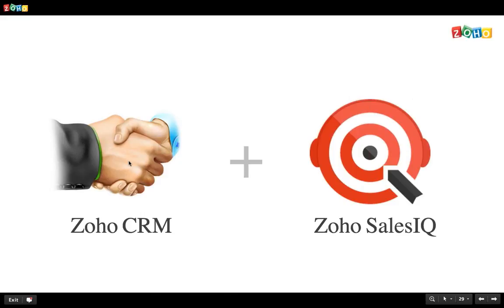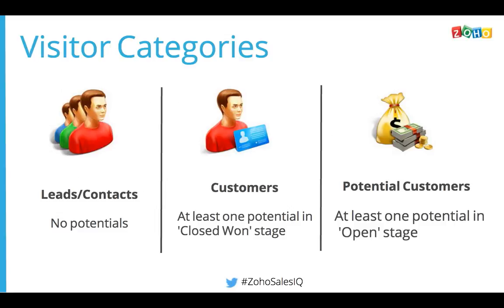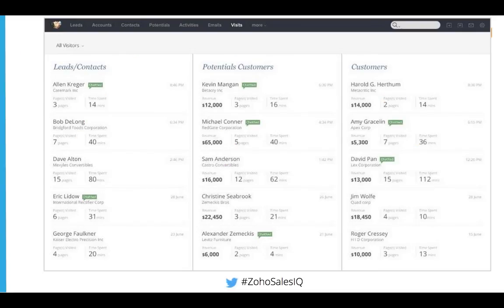So what is the importance of hooking up both the systems, Zoho CRM and Zoho Sales IQ? You'll be able to identify hot prospects in real time, and you will be able to have contextual conversation. That is the biggest advantage. You have three different visitor categories: leads, customers, and potentials, and this is how it looks in real time. A lead is something where you've got no potential associated with it. A potential customer has one potential associated with it. With customers, it is going to be one open potential. There's a fantastic upsell opportunity in there for you.